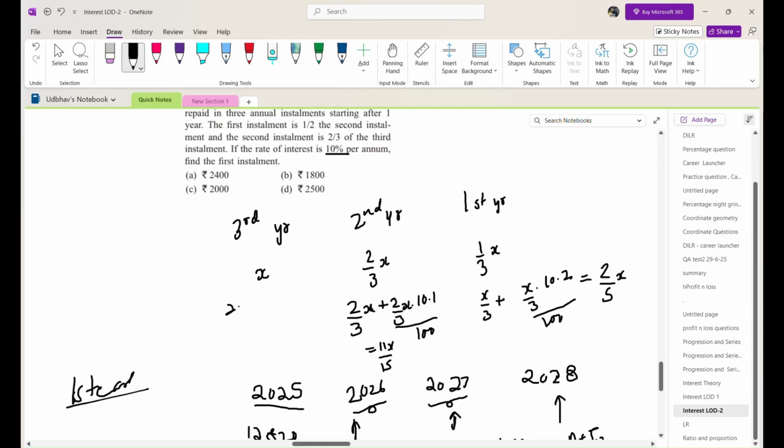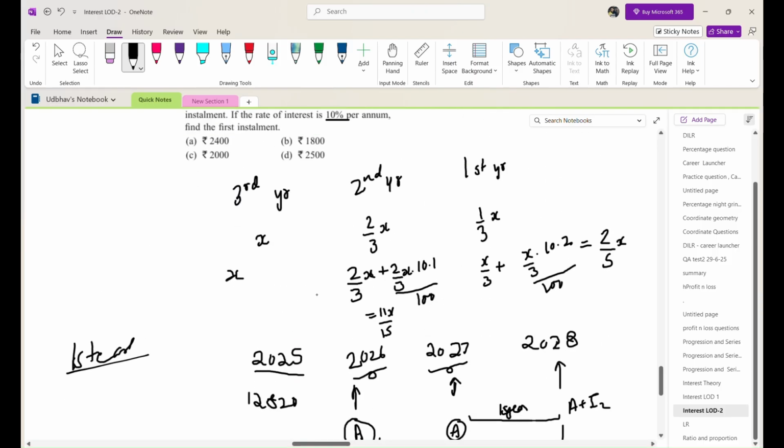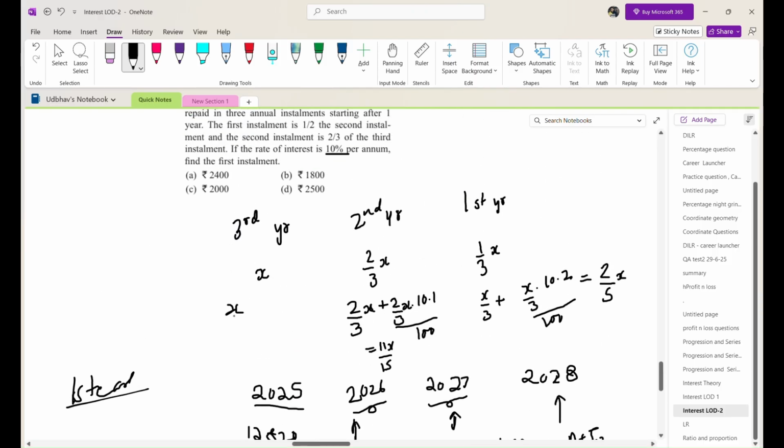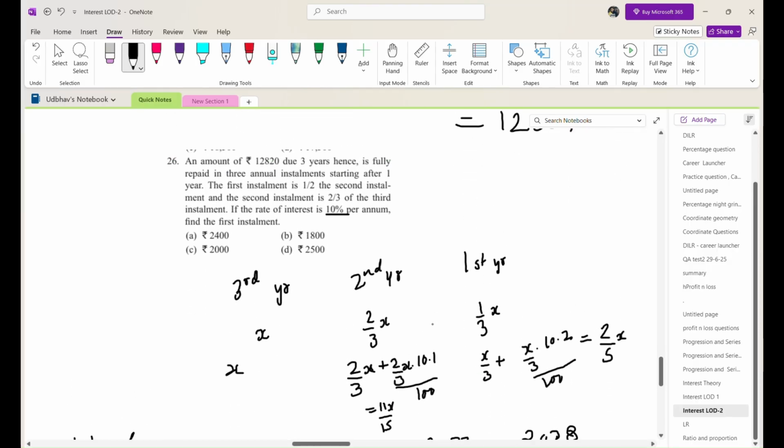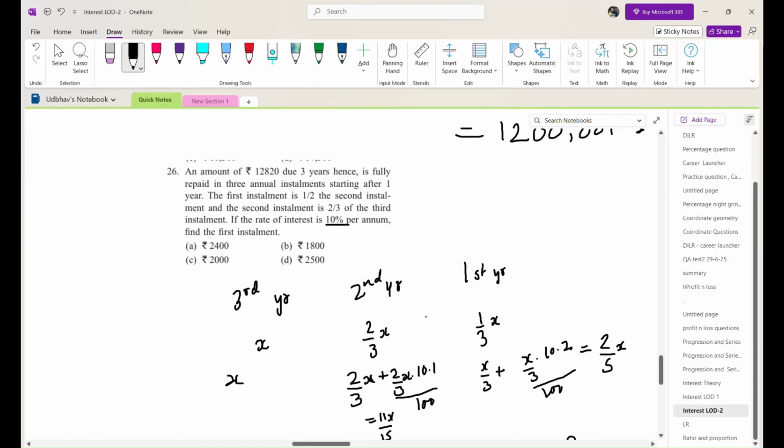And in the third year I'm paying x, but since from the next year the bank is going to ask me for money and I'm starting with x only, there won't be any interest. Basically the time is 0 now, so I won't get any benefit of interest, so that x will remain x only. So what is this total amount? x plus 11x upon 15 plus 2x upon 5. This total amount should be equal to the amount I have borrowed, right?